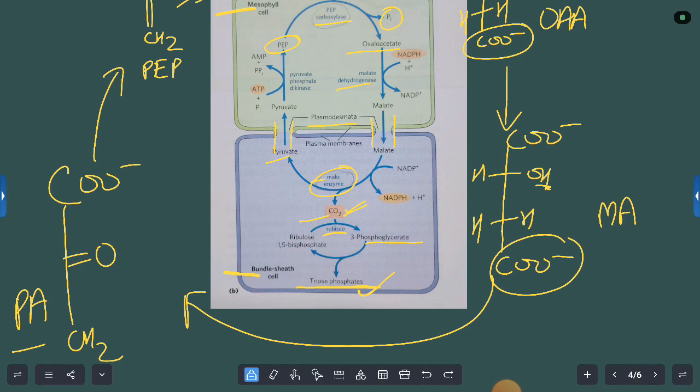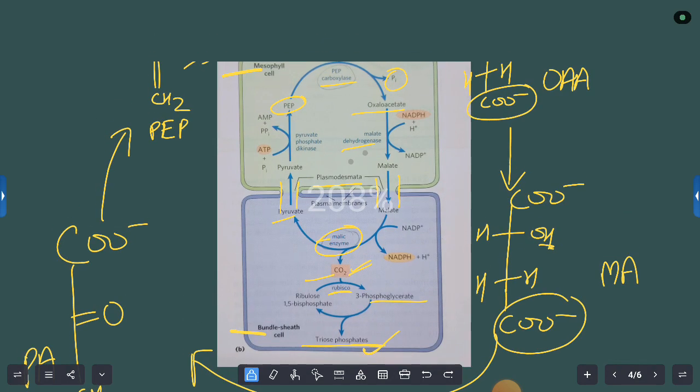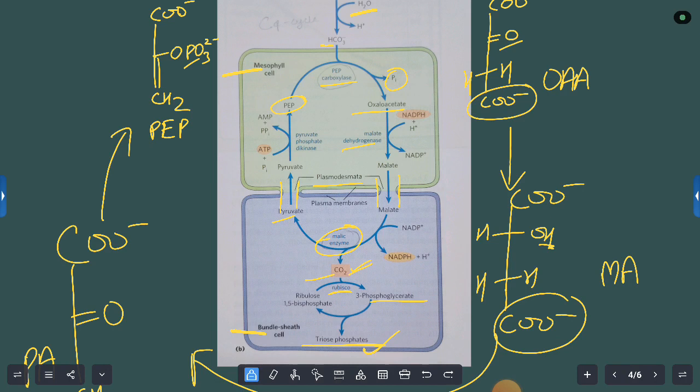So, in the bundle sheath chloroplast, the Calvin cycle or C3 cycle operates, and in the mesophyll cells, the C4 cycle operates.